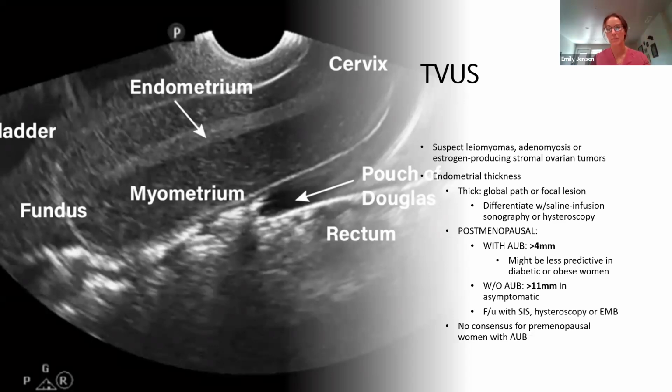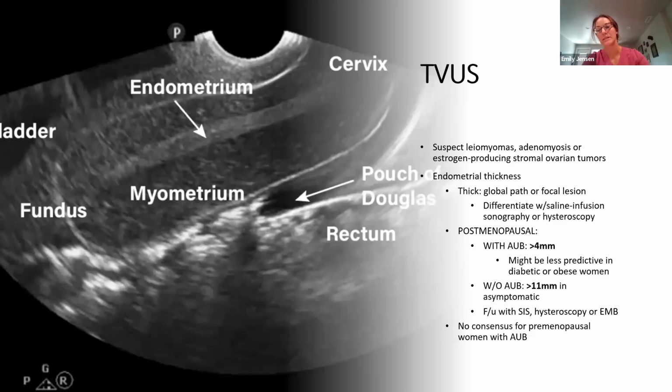But as far as postmenopausal, if they're having abnormal uterine bleeding, that endometrial thickness, based on the source I used, I know some people say 5 millimeters, but if it's greater than 4 to 5 millimeters, that's suspicious for endometrial cancer or some abnormal tissues there. If they're not having abnormal uterine bleeding, then greater than 11 millimeters in an asymptomatic woman should get a biopsy. And then you can follow up with other further imaging studies if it persists.